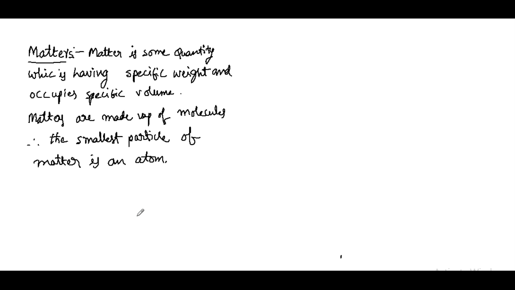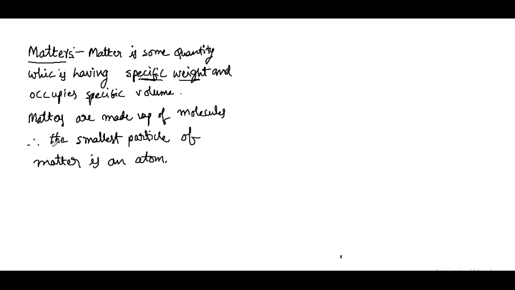In this video, I want to explain about matter and the basic definitions of atom. So matter is some quantity which has specific weight and occupies specific volume. Here I wrote the definition: which occupies some space and which has some specific weight is called matter, right? And matter is made up of molecules. Molecules are also called atoms.